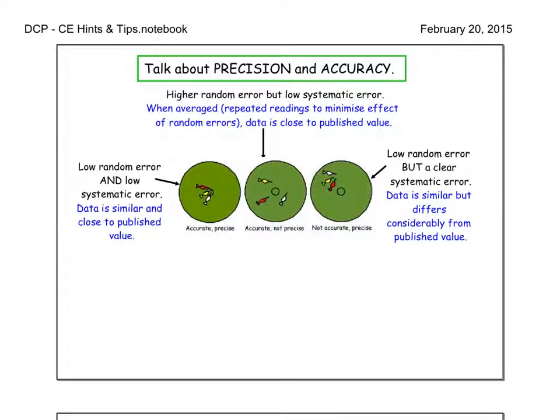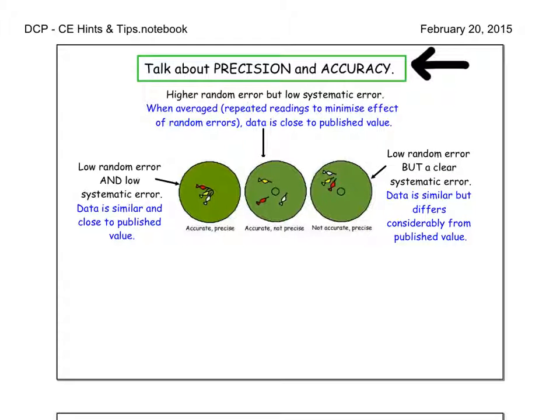Okay, next point. One of your objectives in your conclusion and evaluation is to talk about precision and accuracy. And when you talk about precision and accuracy, you need to know all of the things that are shown on this page. We usually describe it using what's basically a dartboard because it helps us to visualize what we're talking about. It also links in with your random error and your systematic error. So make sure you understand what the random error and the systematic error is.